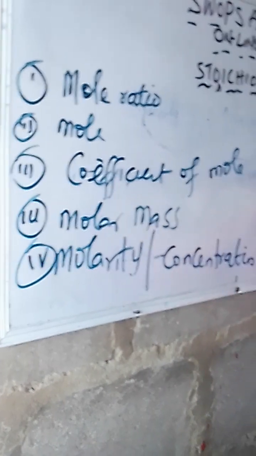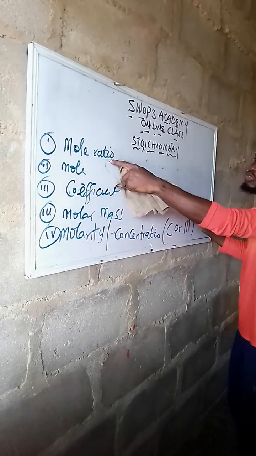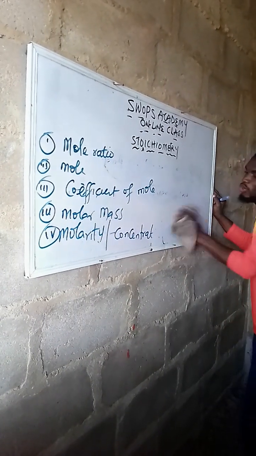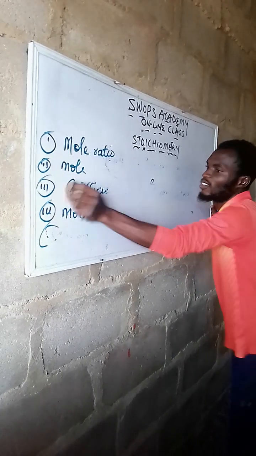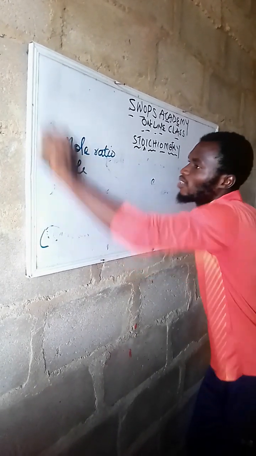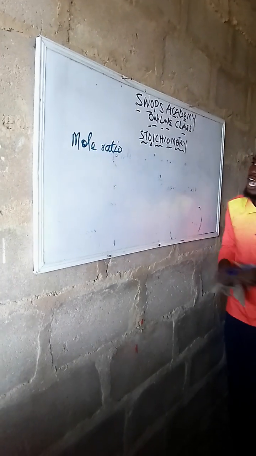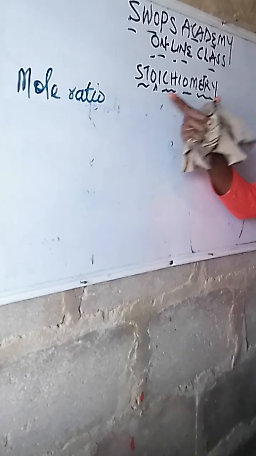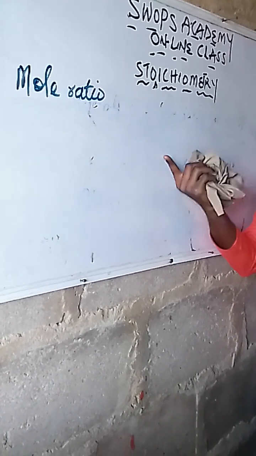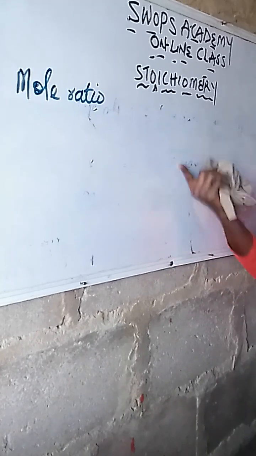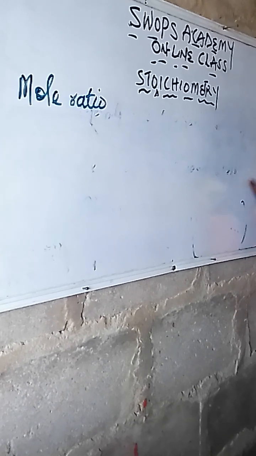And so many things. As we go gradually, I'll be telling you what and what. Let's pick this one: mole ratio. Mole ratio is when we want to know the number of moles of one element reacting with the number of moles of another element to get another product. Am I communicating?